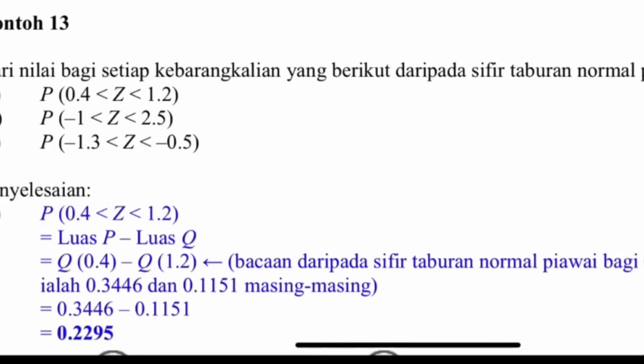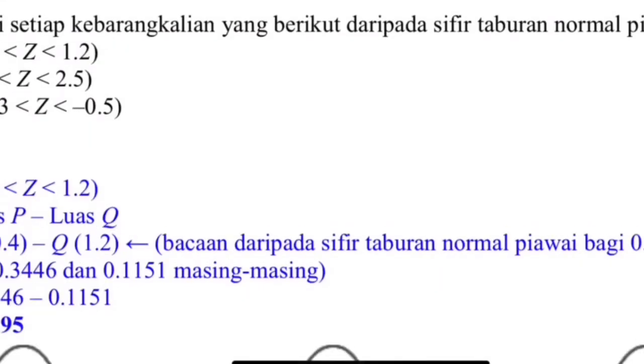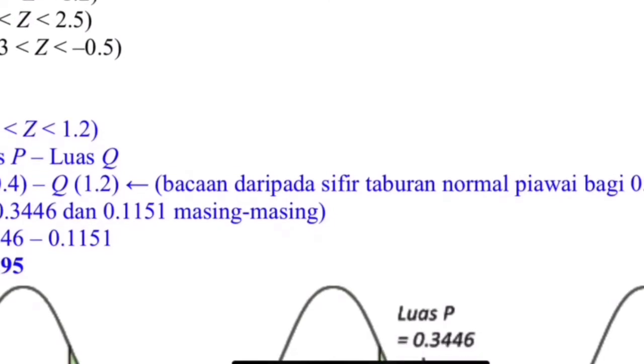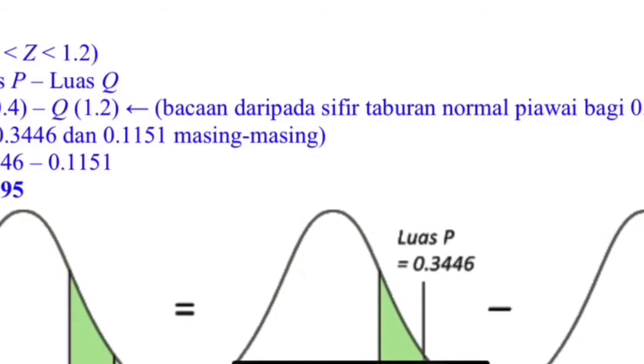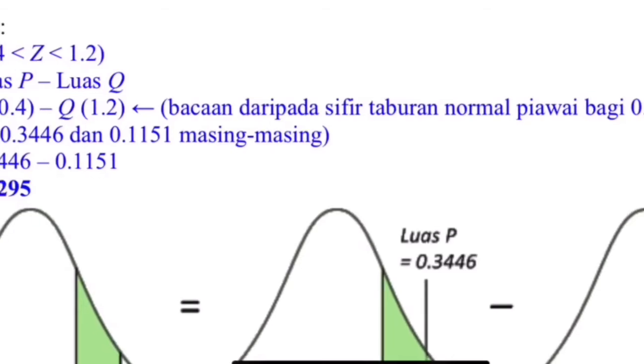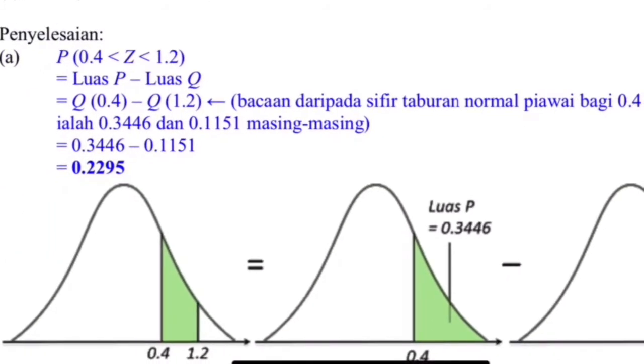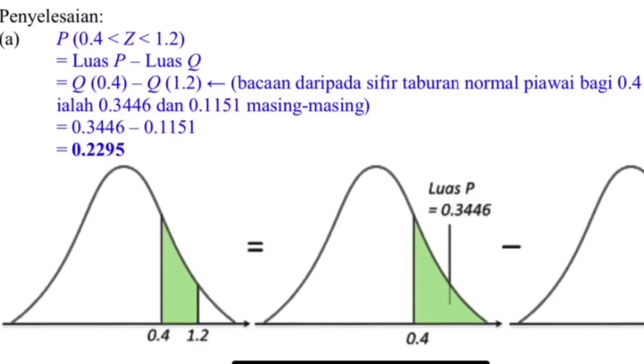Understand? So you go to your table book, you find 0.4, and you read 0.3446. You go to the table book, you find 1.2, and you get 0.1151. So you take 0.3446 minus 0.1151. It means that the area for z more than 0.4 is bigger, which is 0.3446, and the area for z more than 1.2 is smaller, just 0.1151. So you find the difference between them, and you get 0.2295.